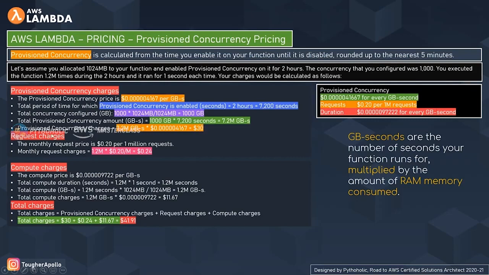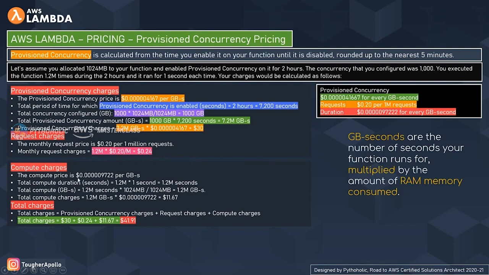And next we have to calculate the request charges. The monthly request price is $0.20 per 1 million requests. The monthly request charges will be 1.2 million, which is the number of times it has run, multiplied by 0.20. So you will get $0.24.